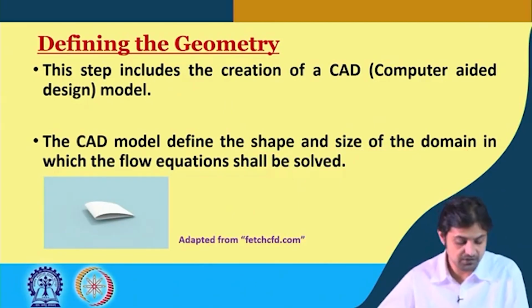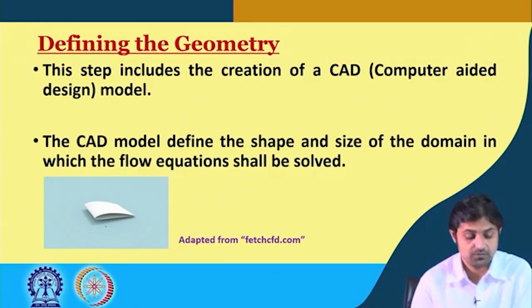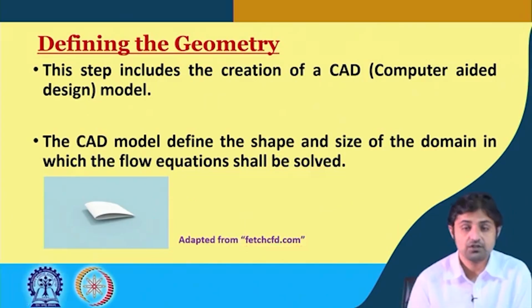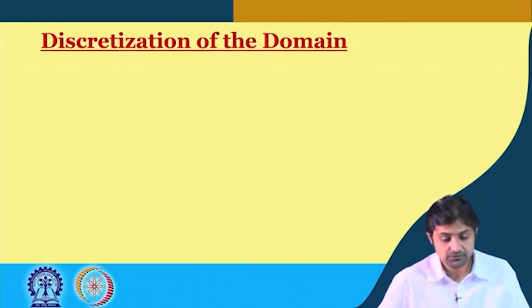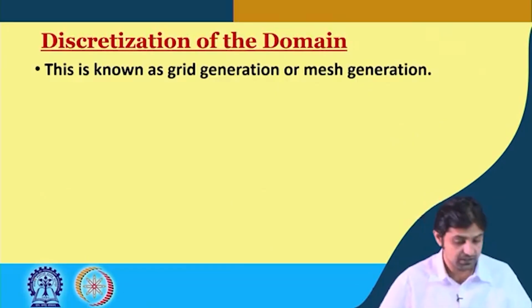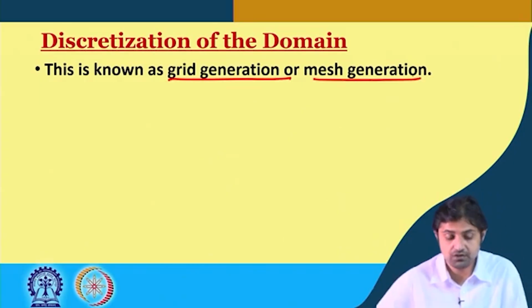So this is a CAD model, you see this resembles the wing of an aeroplane, for example, all right, and this image has been taken from fetchcfd.com, that is why we have given a reference. All right, so the second step was discretization of the domain. This process is known as grid generation or mesh generation, all right.